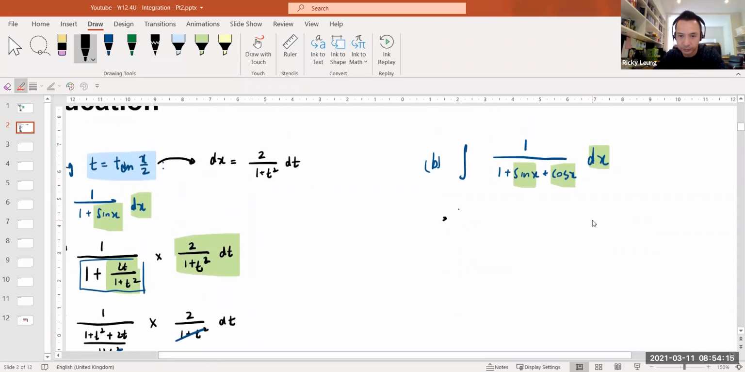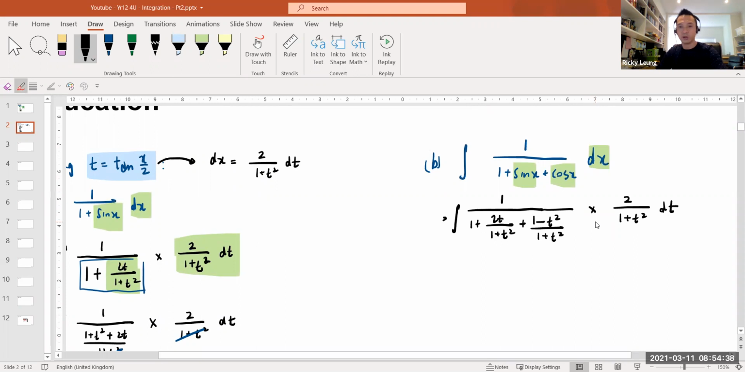So that becomes 1 on. Now I know sine is 2t on 1 plus t squared. This guy here is 1 minus t squared on 1 plus t squared, multiplied by 2 on 1 plus t squared dt. Right, so you can see if I common denominator that once again, this part down here, it'll be 1 plus t squared in the bottom, which nicely cancels out with that, and then I will try to clean up the rest.